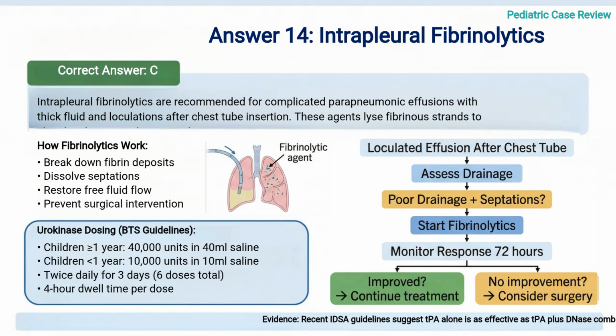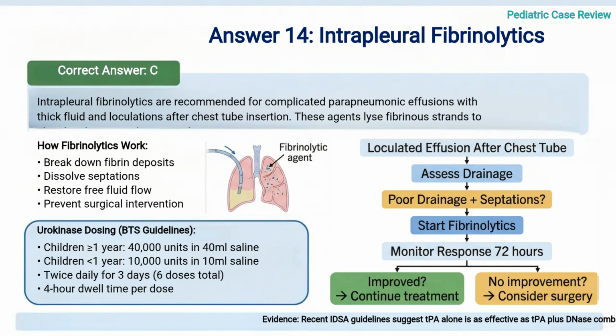Intrapleural fibrinolytics are recommended for complicated parapneumonic effusions with thick fluid and loculations after chest tube insertion, exactly as described in this case. These agents work by breaking down fibrin deposits, dissolving septations, restoring free fluid flow, and preventing the need for surgical intervention. According to British Thoracic Society guidelines, the standard agent is urokinase, dosed at 40,000 units in 40 milliliters of saline for children 1 year and older, or 10,000 units in 10 milliliters of saline for children under 1 year, given twice daily for 3 days totaling 6 doses, with a 4-hour dwell time per dose.